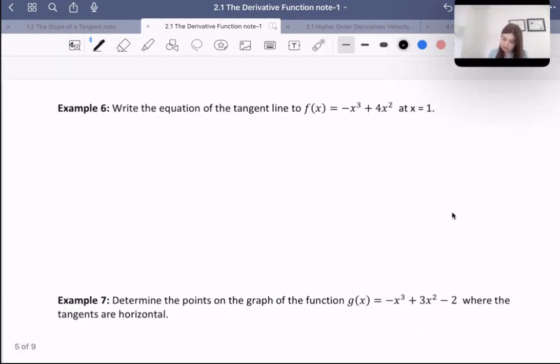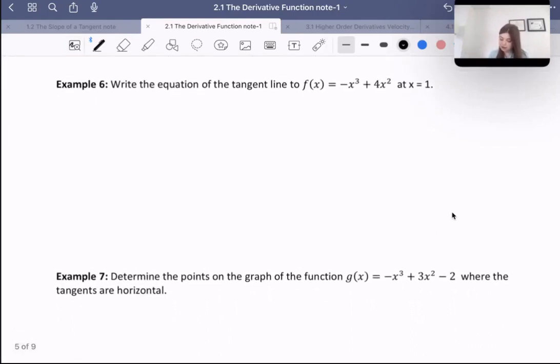This one says, write the equation of the tangent line to f of x equals negative x cubed plus 4x squared at x equals 1. Okay, so first let's find the equation of the tangent line in the first place. So the equation of the tangent line to this function is the derivative. So we know we're taking the derivative.